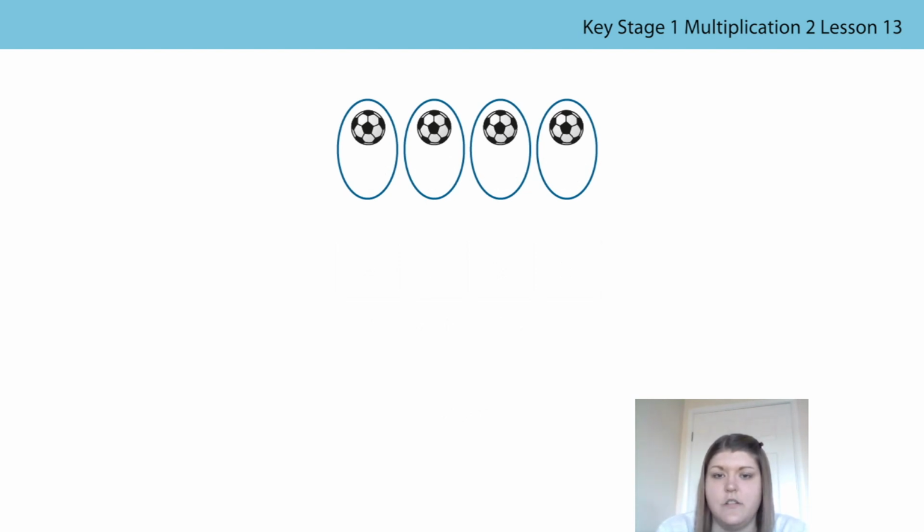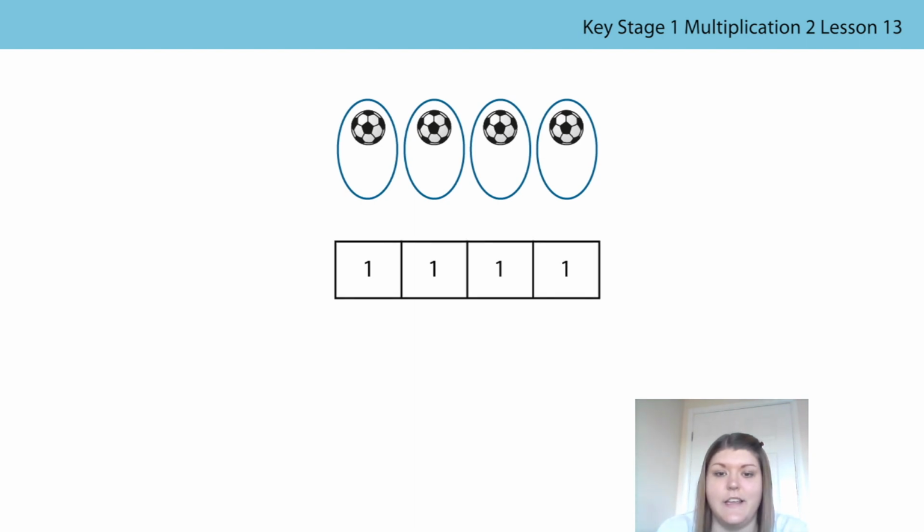What's different? Yeah, I've now got 1 football in each group. So how would that look in a bar? Let's have a look. Yeah, so in each box I have got 1 because there is 1 in each group. Can you write on your piece of paper what that would look like as a repeated addition for me? Yeah. 1 plus 1 plus 1 plus 1. You are getting so good at all of this.